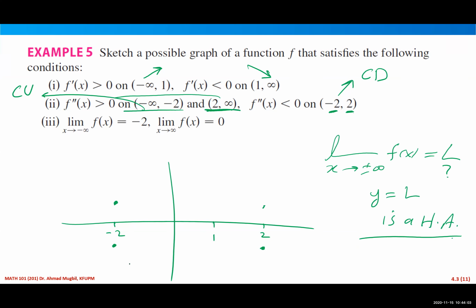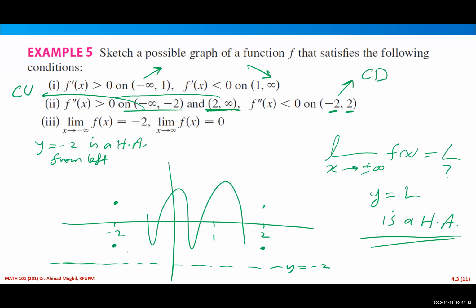Let me draw it here. This is the horizontal asymptote y equals -2. So when x goes to negative infinity, the graph approaches this line. It could be like this or like this, I don't know yet, but like that.